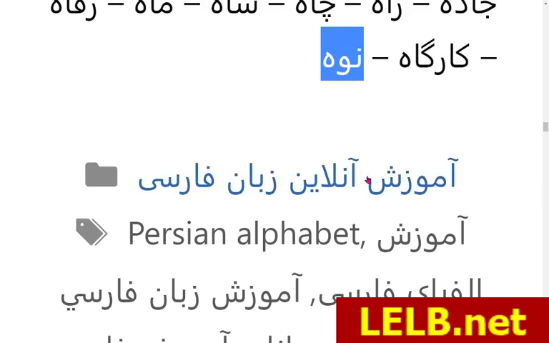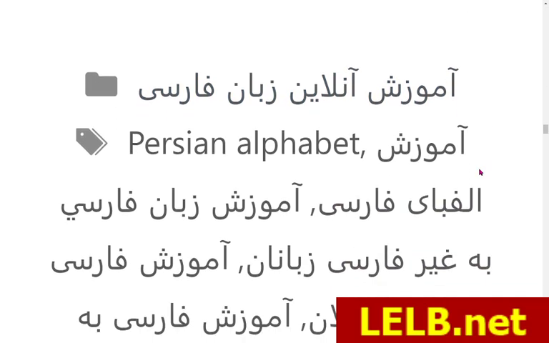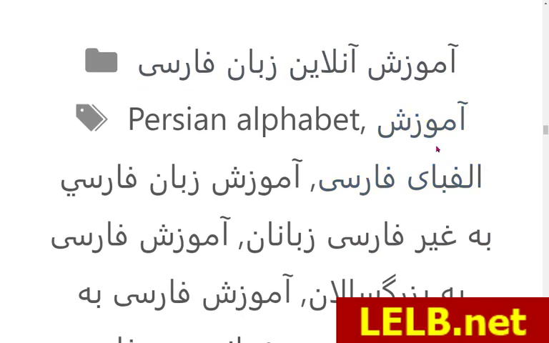And let me show you the specifications of this lesson. This lesson falls into the category of آموزش آنلاین زبان فارسی, or learning Persian online, and also some keywords or tags that if you just click on each, you will be directed to some related lessons.